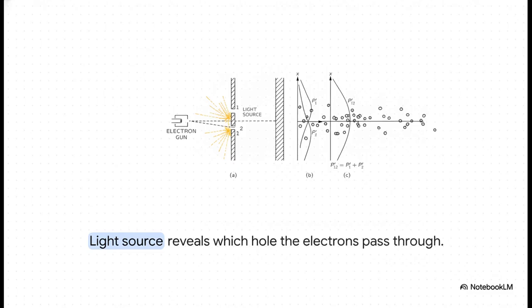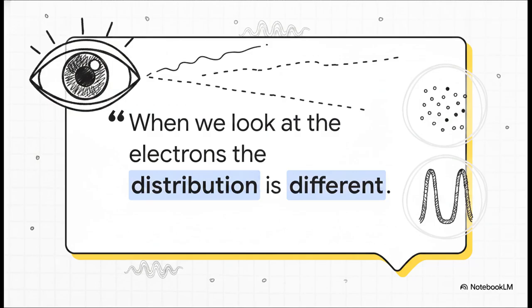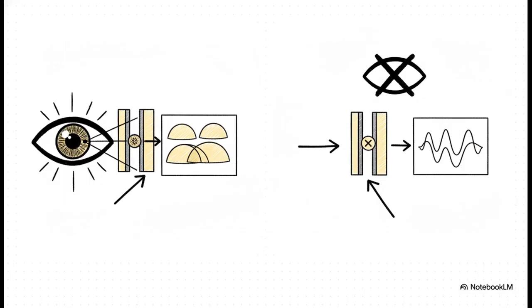Now we can finally see exactly where each electron goes, while also plotting where it lands on the backstop. But here is the totally mind-bending result. I literally want to read this quote directly from Richard Feynman. When we look at the electrons, the distribution of them on the screen is different than when we do not look. So, the crucial point is this.